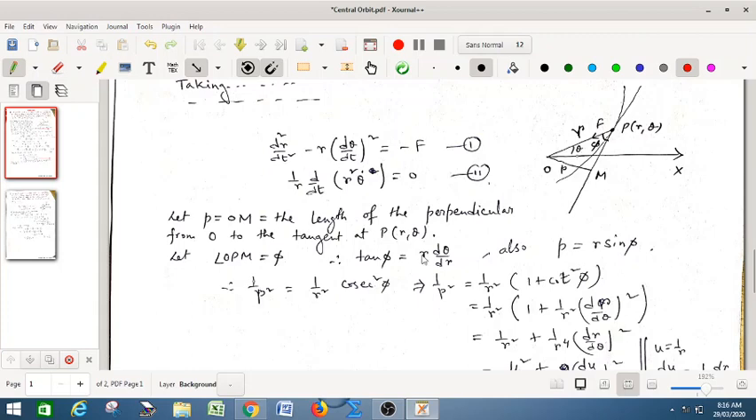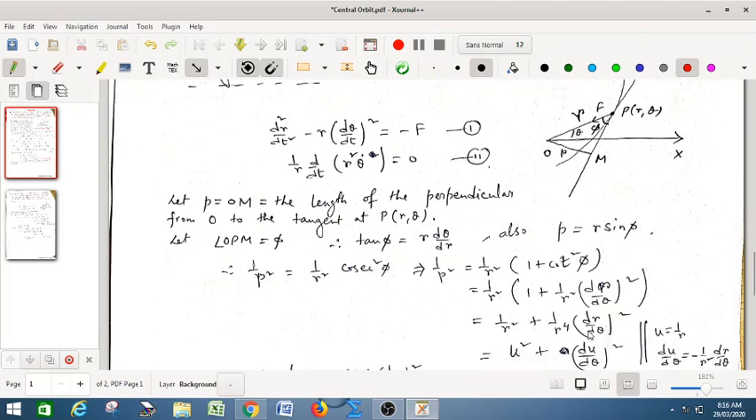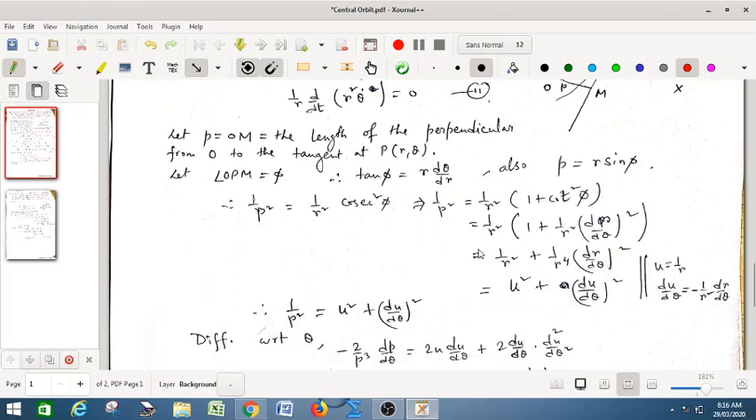We know the relations. If angle OPM is equal to phi, then we know tan phi is equal to r d theta/dr, also p is equal to r sin phi. These are the known results. So we get this after some manipulations: 1 by p square is equal to u square plus (du/d theta) whole square. Again we are using the relation u is equal to 1 by r.